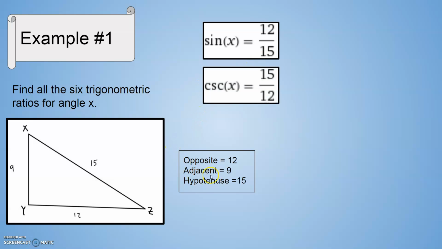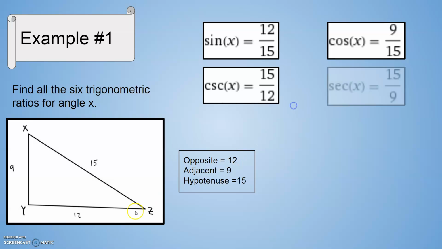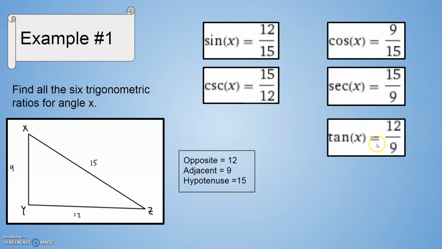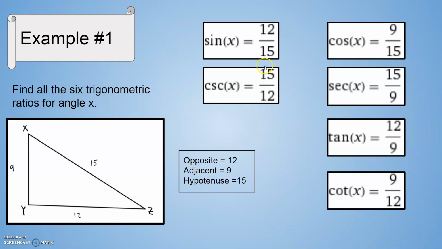Next, we find cosine, which is 9 over 15. And then apply reciprocal to this, which is 15 over 9, is secant. Next, we find tangent, which is opposite over adjacent. In this triangle, the opposite is 12 and the adjacent is 9, which means tangent is 12 over 9. We apply reciprocal to this, which is cotangent. And cotangent is equal to 9 over 12. And these are the 6.